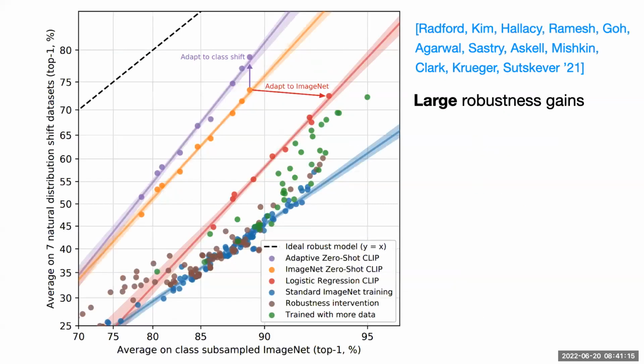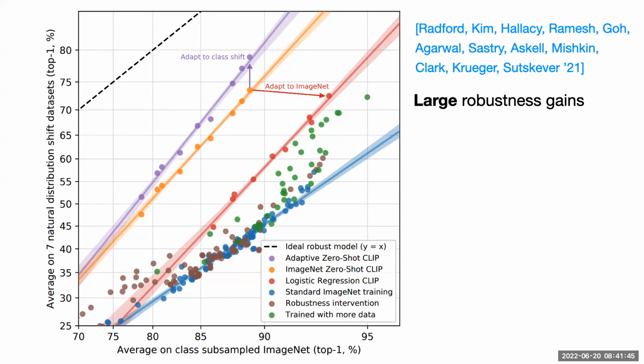In their paper, they also illustrated this with scatter plots, again following our evaluation framework: x-axis ImageNet, y-axis they just averaged over 7 natural distribution shifts. The blue line here is the baseline ImageNet training. And then what they got with their CLIP model is the orange line. The orange line here is basically a zero-shot evaluation with their CLIP model. And you can see that this is vastly more robust than any of the models that came before.